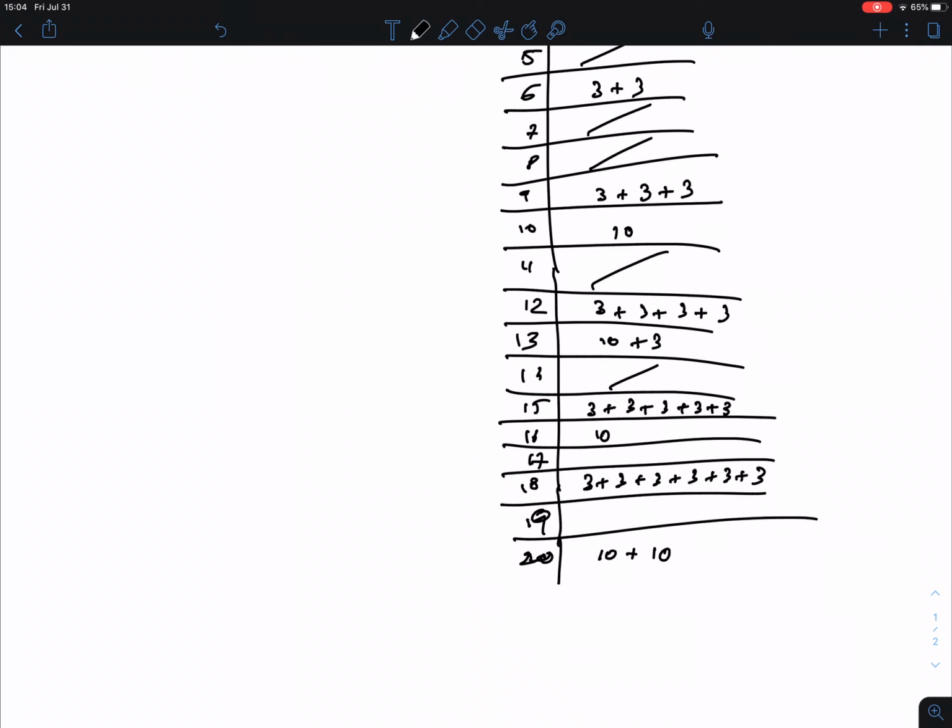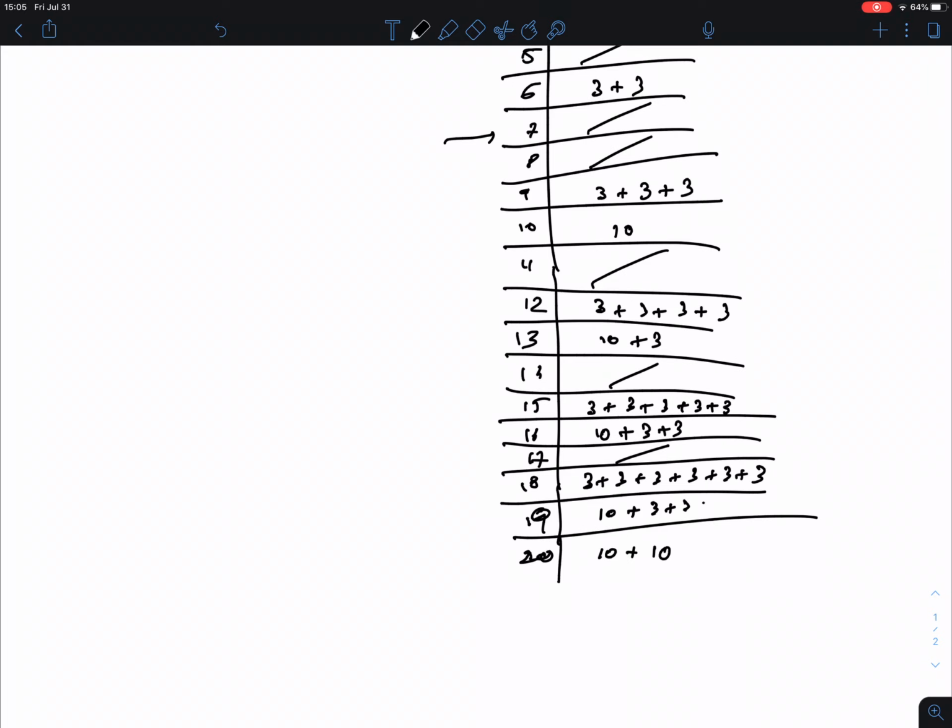Okay. 16, what do you think? Yes, you can do it, because it's 10 plus 3 plus 3, right? 17, well, that's one, again, that I cannot do. Because, let's think about it. How many 10 cents am I going to use? Well, it's not a multiple of 3, so I need at least 1. So that remains 7 cents, but I know I cannot do 7 cents with only 3s, and 10s cannot work here. So this is also not working. What about 19? 19 is 10 plus 9, so I know how to do that. It is 10 plus 3 plus 3 plus 3.